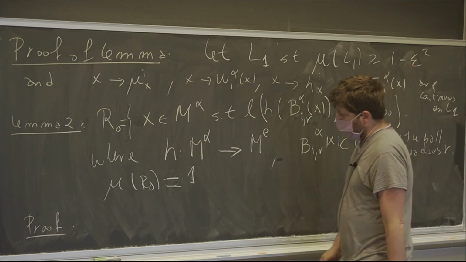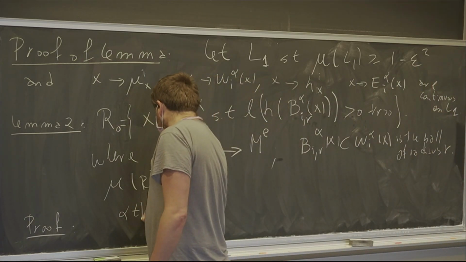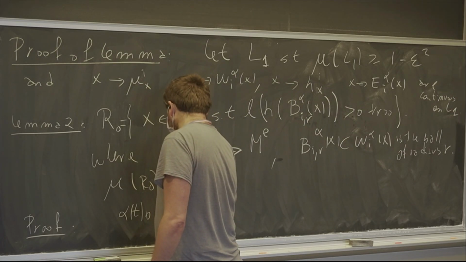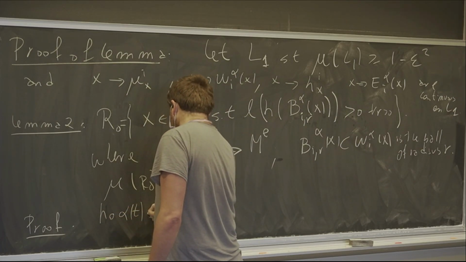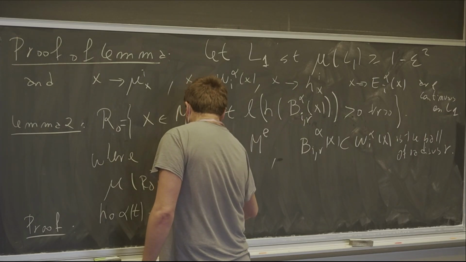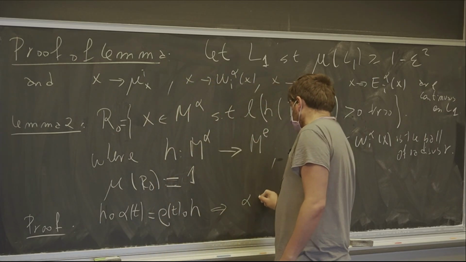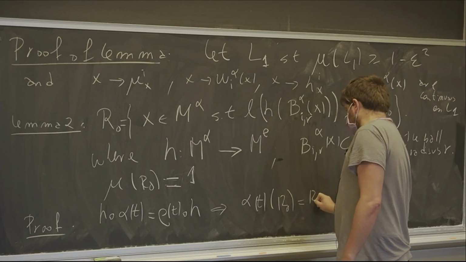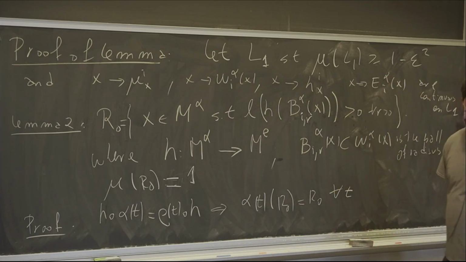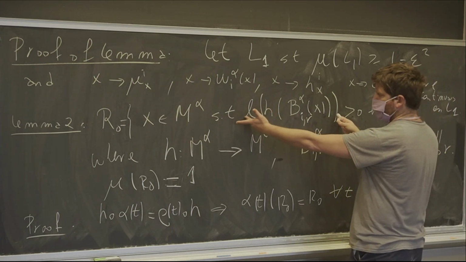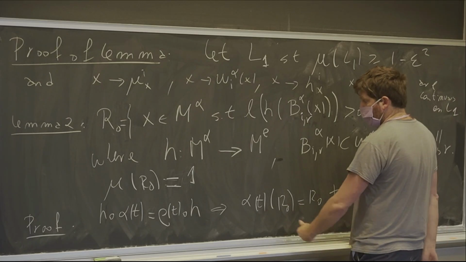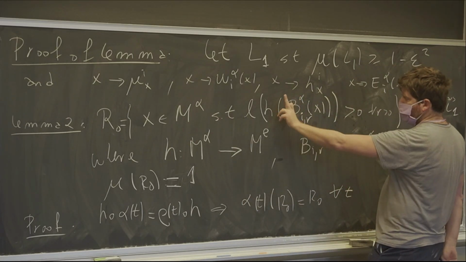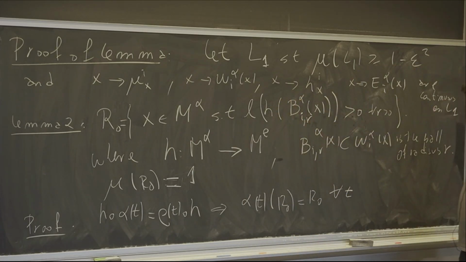We have that alpha t compose H is rho of t compose H, and this implies that alpha t of R is R naught for every t. So it's an invariant set, because having this positive length is an invariant by rho, and the interaction of H and rho gives me that, and the "for every R" makes the game.